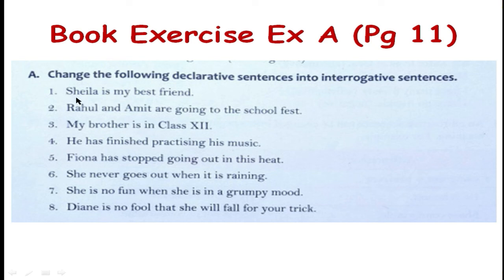Let's do the first sentence. Sheila is my best friend. Where is my verb? Is, and the subject is Sheila. So my verb will come in front of the subject. It will become, is Sheila my best friend? And you will end it with a question mark. Now the rest of the sentences you will do on your own in your rough copies.